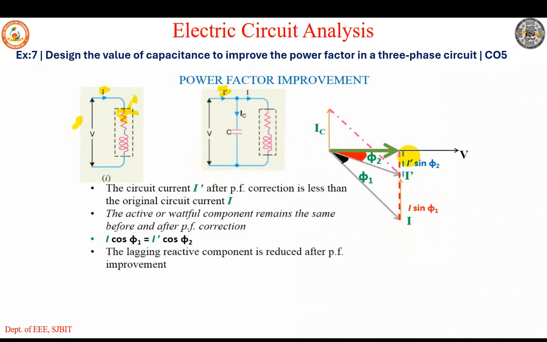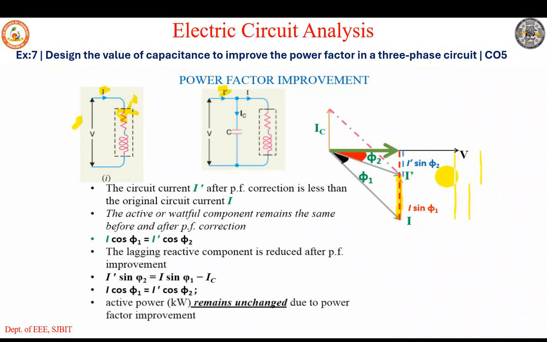I repeat, that is here, and that is I dash sin theta 2. So I dash sin theta 2 is nothing but I sin theta 1 minus IC, right? So this current is your IC current. We are subtracting: this entire line is your I sin theta 1, from which I am subtracting IC. Then this current is your I dash sin theta 2. So I cos theta 1 is equal to I dash cos theta 2. So the active component remains unchanged due to power factor improvement.